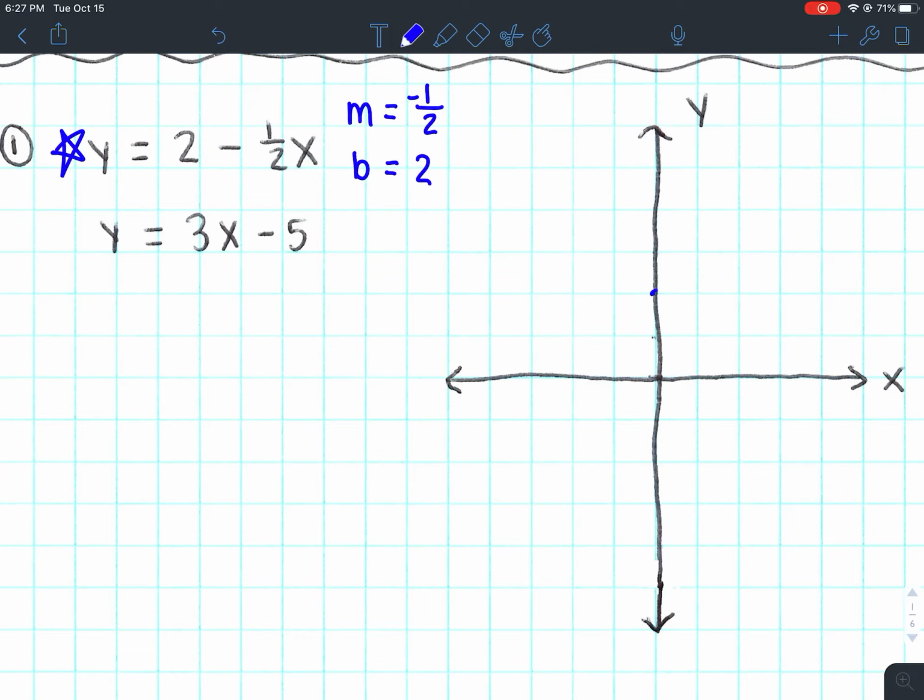You want to start with the y-intercept of positive 2. Okay, and then you're going to have a slope of negative 1/2. So you will go down 1 and then to the right 2. Down 1 to the right 2.